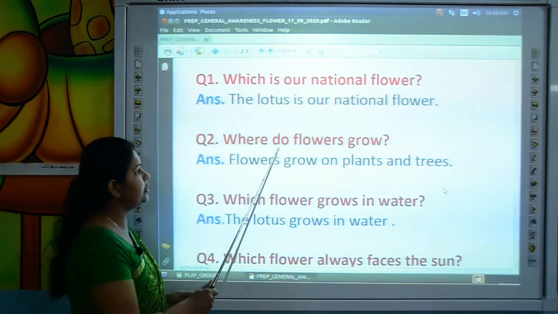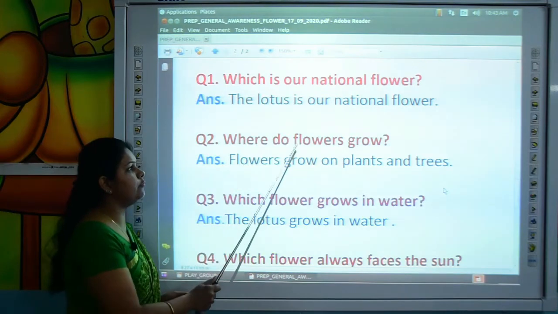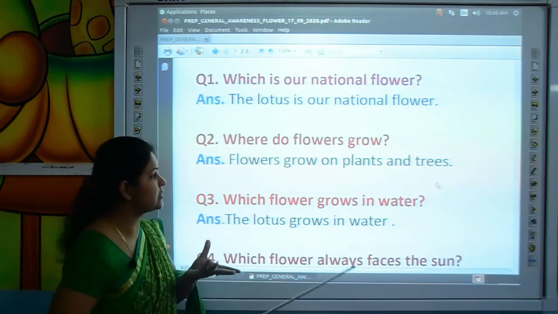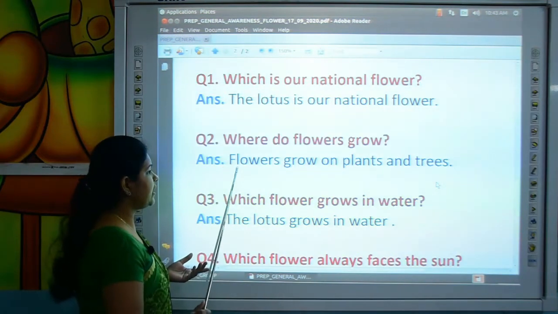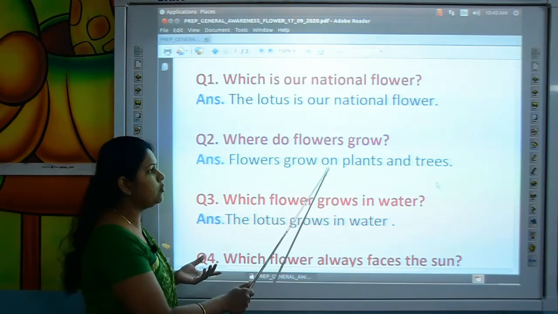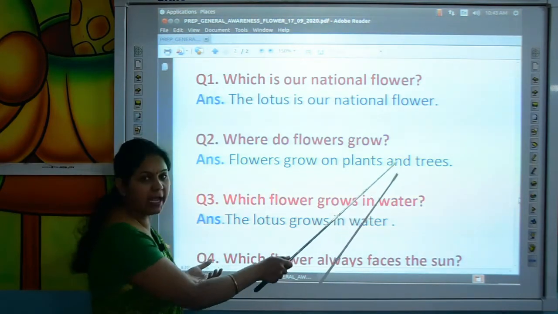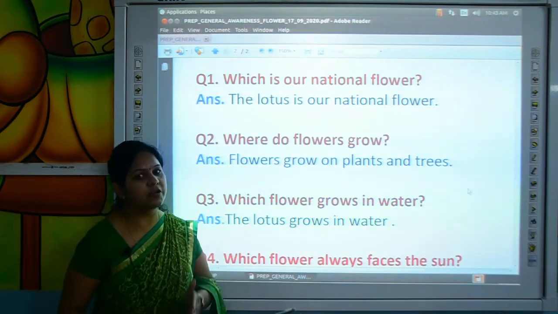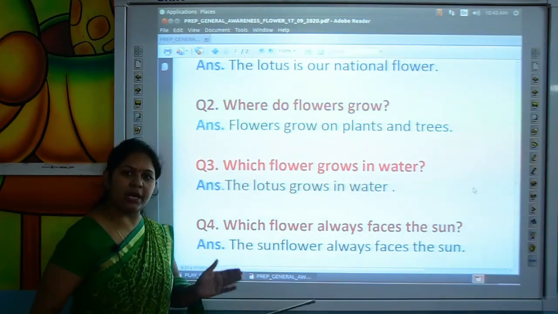WHERE, where. DO, do. FLOWERS, flowers. GROW, grow. Where do flowers grow? Flowers grow on plants and trees. Now read the answer. FLOWERS, flowers. GROW, grow. ON, on. PLANTS, plants. AND, and. TREES, trees. Flowers grow on plants and trees.